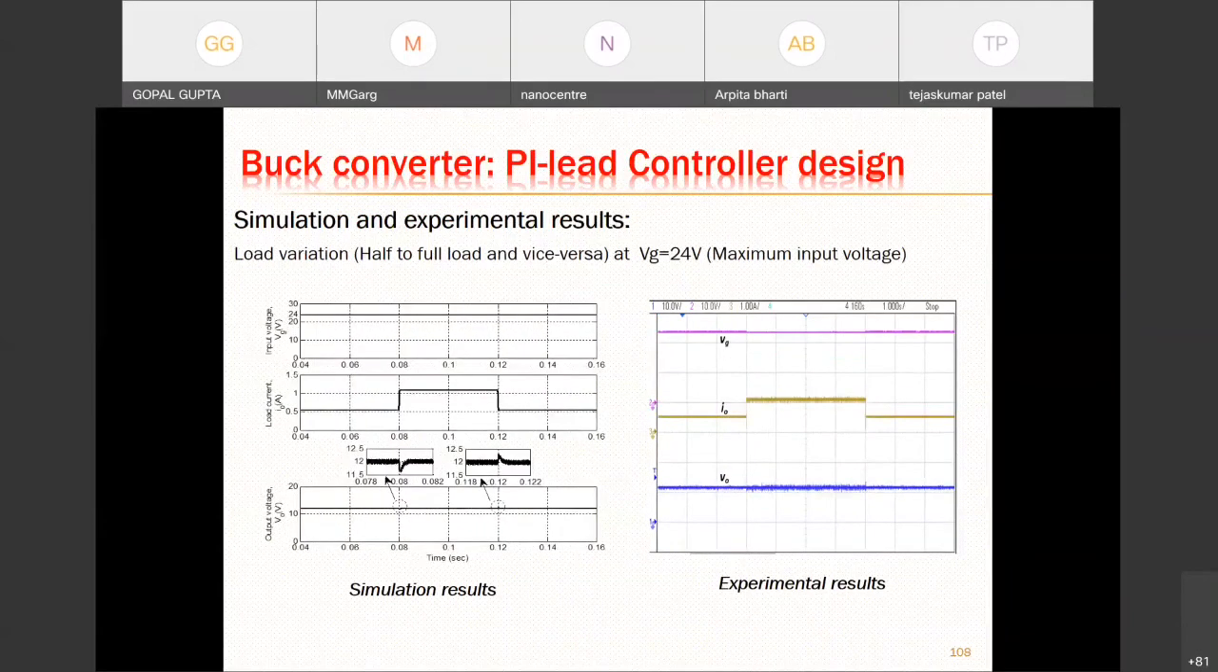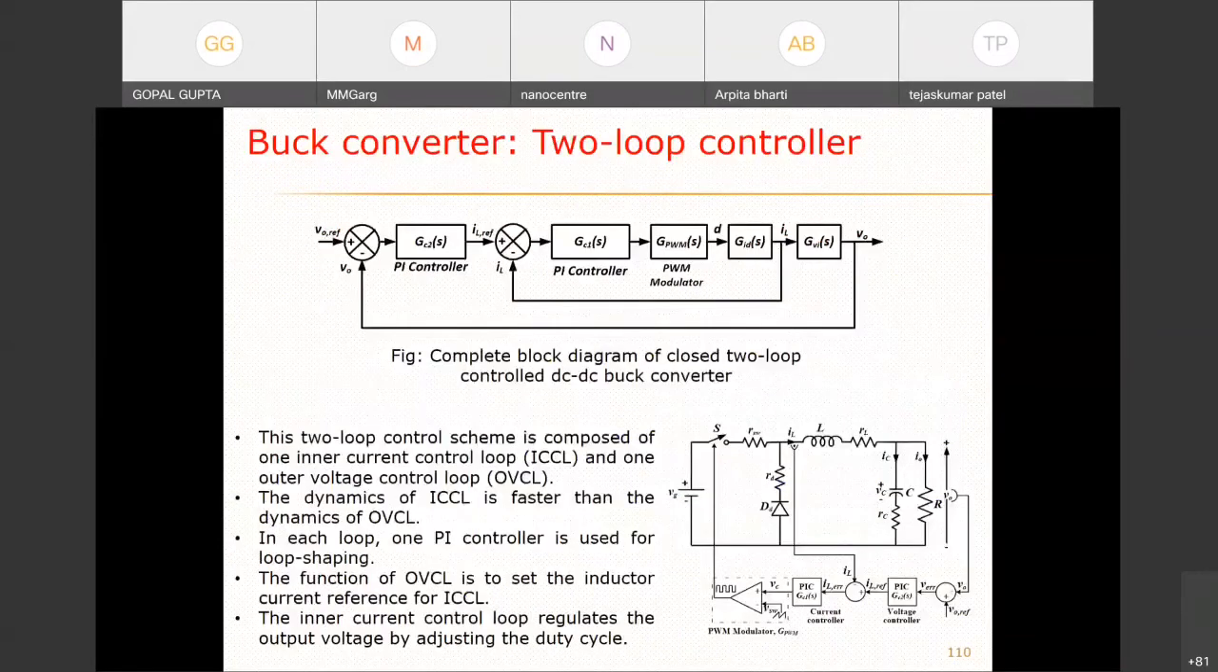The reason being the controller which was designed, this green one. That controller was in such a way that it was adding one integrator, but the phase boost also it was giving some positive phase, not like the single PI controller. So both things could be achieved, right?